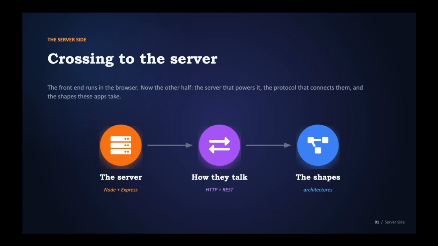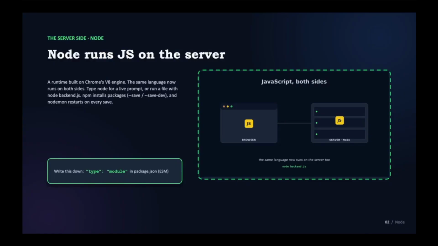And on the server, two things run the show: Node and Express. So, coming to Node, Node is a runtime that lets you run JavaScript outside the browser. It runs directly on the server. That is the whole idea, and it's a big one, to be honest. The same language on both sides, front end and back end. It is built on the same V8 engine that powers Chrome, which is exactly what makes JavaScript fast enough to do this in the first place.